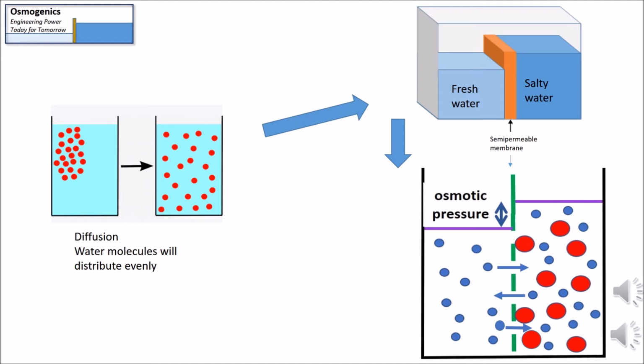Now, this net flow of water from left to right increases the volume on the right-hand side of the jar, and this, in effect, is the osmotic pressure. Now, this osmotic pressure can be huge, 100, 150, 200 psi. It really is huge, and this is where we can start to try and harvest that pressure for power generation.